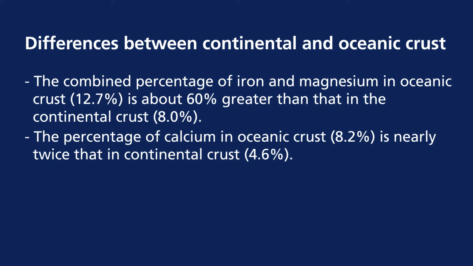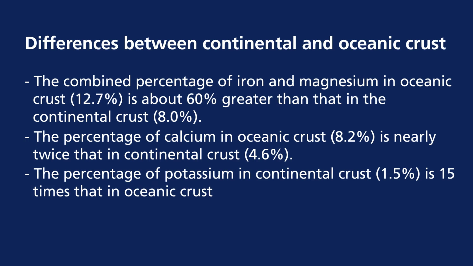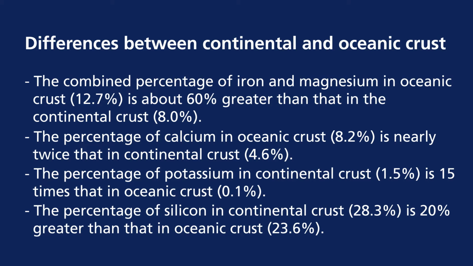The percentage of calcium in the oceanic crust is nearly twice that in the continental crust. The percentage of potassium in the continental crust is 15 times that in the oceanic crust. And going back to calcium, we will discuss a little bit later why it's much higher in the ocean. Potassium is in the continental crust much higher. And silicon in the continental crust is 20% greater than the oceanic crust.